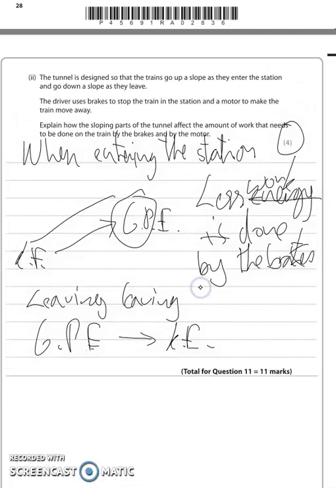So this one, you had 2 scenarios, and you could look for 2 marks for both of those scenarios. So there's 1 mark, GPE, and this is our second mark. And then we reverse it for leaving the station. And that's question number 11.